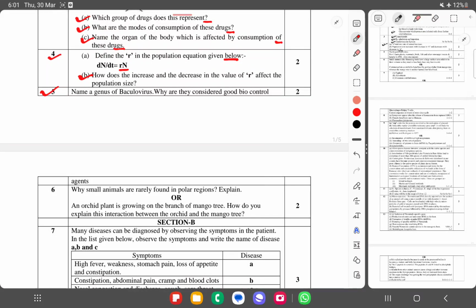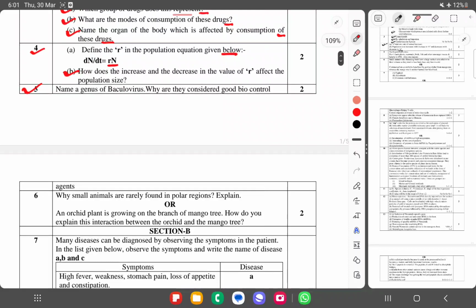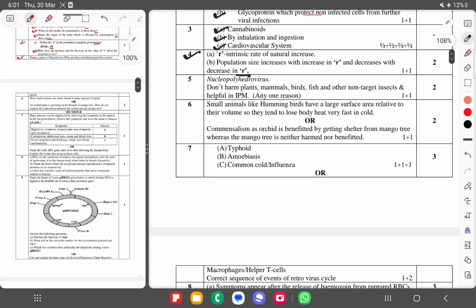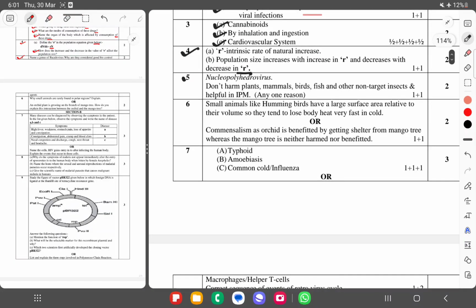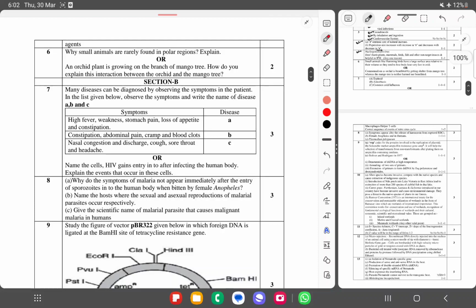Name the genus of baculovirus. Why are they considered good biocontrol agents? Yes, answer fifth is nucleopolyhedrovirus. They don't harm plants, mammals, birds, fish and other non-target insects. Helpful in IPM. ठीक, कोई भी एक रीजन आपको बताना है. चलते हैं नेक्स्ट क्वेश्चन पर, दैट इज द सिक्स्थ वन.